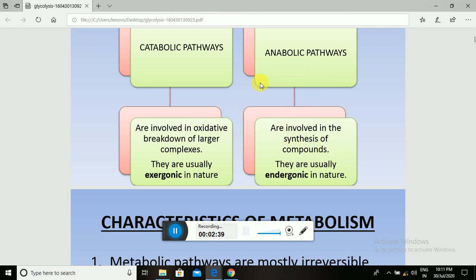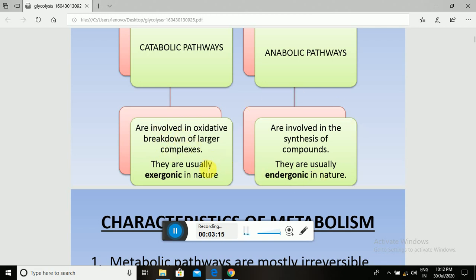For example, catabolic pathways are involved in the oxidative breakdown of larger complexes. This means that specific proteins are converted into amino acids, larger polysaccharides are converted into monosaccharides, and lipids are converted into fatty acids. These are catabolic reactions, where the linear chain of any biomolecule, the polymers, get converted into monomers.